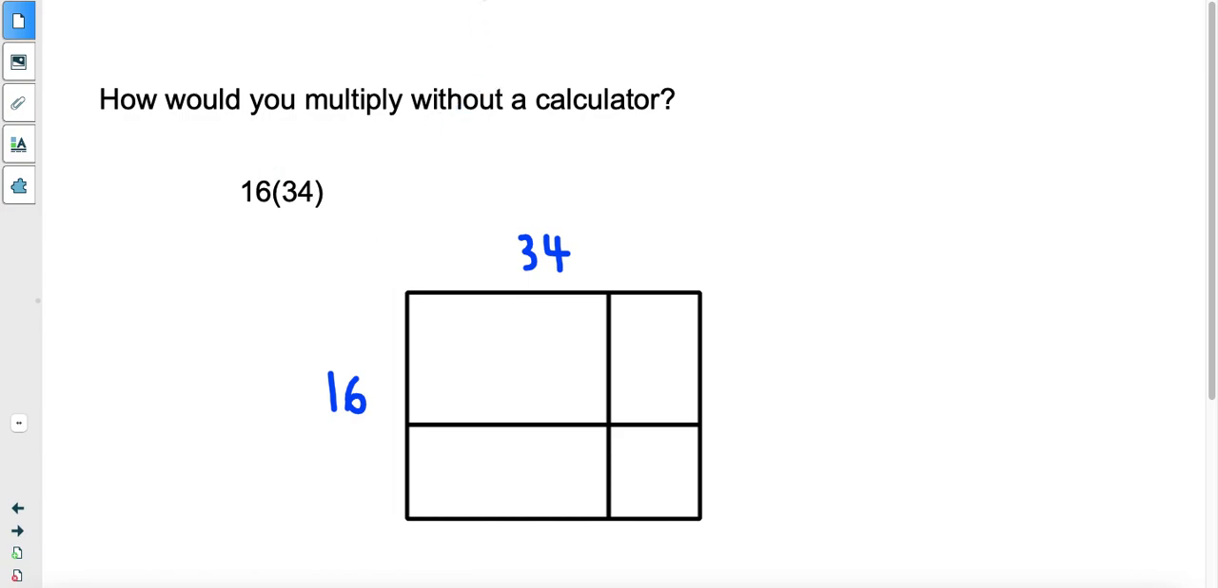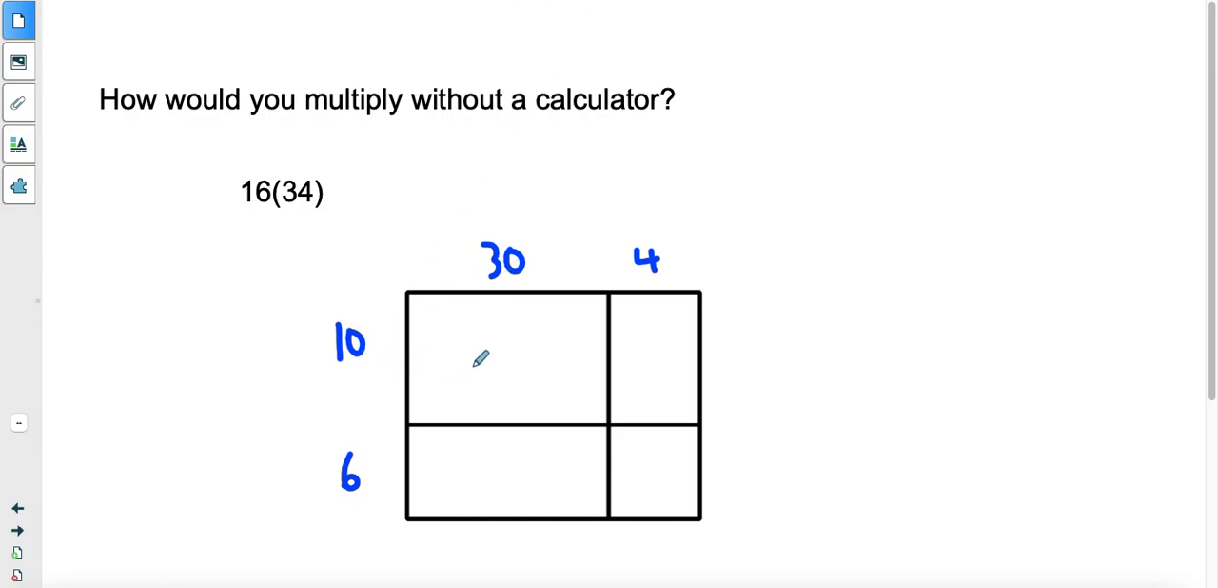And to help me make this calculation simpler, I can break these numbers up, right? Because 16, that's the same thing as 10 plus 6. And 34, that's the same thing as 30 and 4. Now, all we need to do to find the area is just multiply each side together.